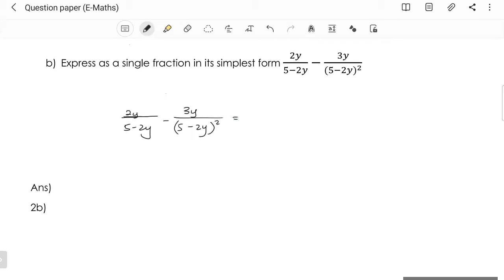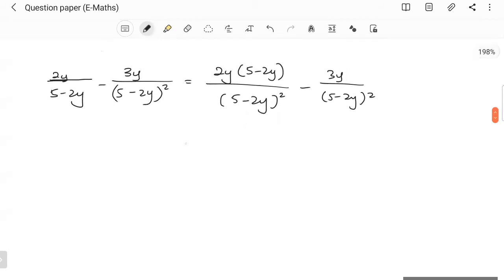What we have to do is only to multiply the first fraction with 5 minus 2y. We want to make the denominator the same. So we have 2y multiplied by 5 minus 2y over 5 minus 2y squared. Then we write in the second fraction, since we didn't do anything to the second fraction, we just put it there. Since the denominator is the same already, we can combine them together.